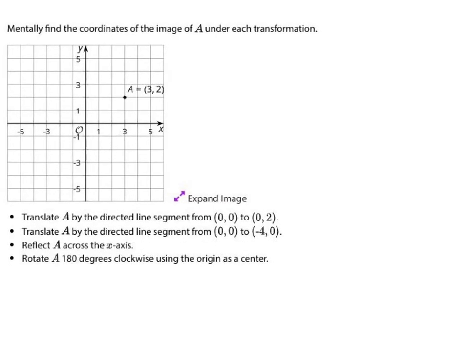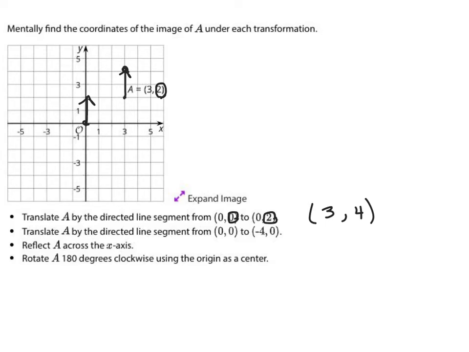So mentally find the coordinates of the image A under each transformation. First we're going to translate A by the directed line segment from 0, 0 to 0, 2. If you think about what's moving here, our y value is going from 0 to 2. It's increasing from 0 to 2. So that means our y value is going to increase by 2. So I'm going to say it's going to go 3, 4. I know it said mentally, sorry.